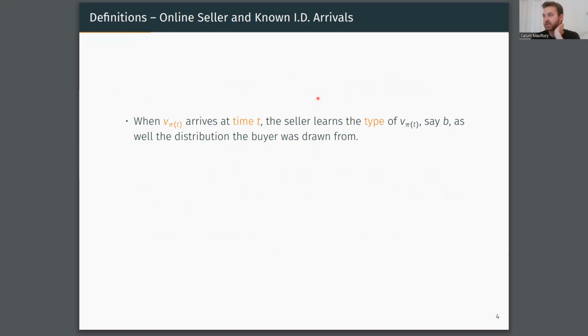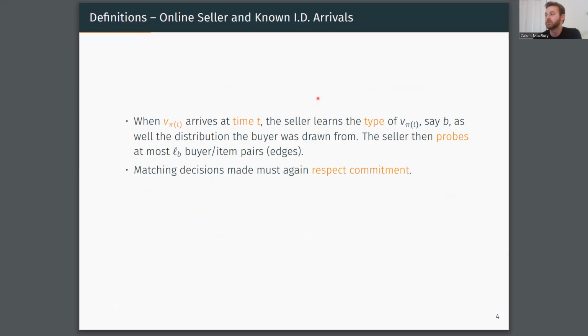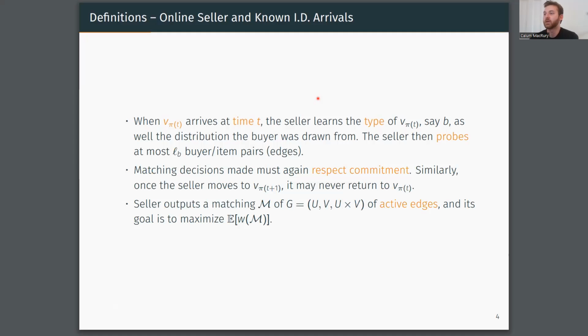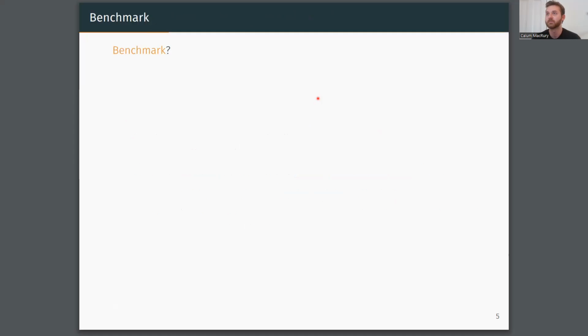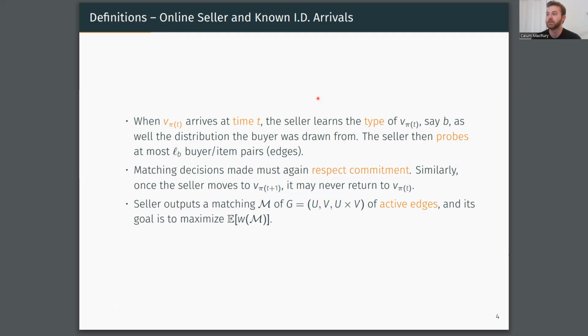When a buyer arrives at time t, the seller learns the type of the buyer, as well as the distribution that the buyer was drawn from. At this point, the seller gets to probe at most L_B buyer-item pairs or edges. Once again, it has to respect commitment. And as in most bipartite online matching problems, once the seller moves to the next buyer, it can never return to the previous one. Okay, so it outputs a matching M of G of active edges. And once again, its goal is to maximize the expected weight of the matching. So that's the objective of the online seller.